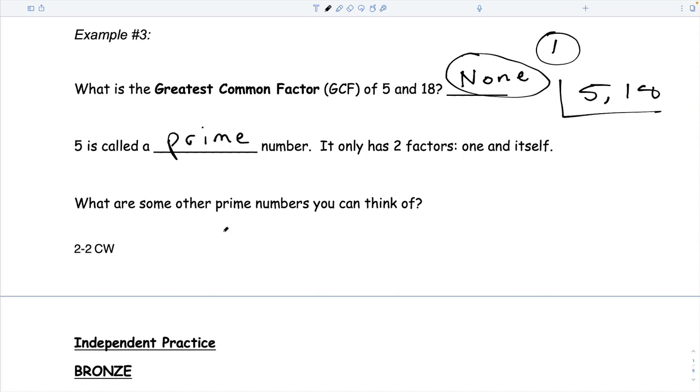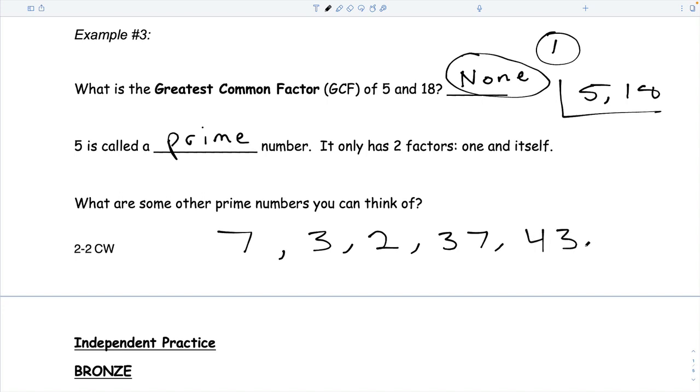7. Sure. 1 times 7 is 7. No other number would work to get to 7. 3. Sure. Keep going. How about 2? 2 can't be divided by anything except for itself and 1. 37. That's a big one, and that can't be divided by anything other than itself. 43. Yeah, that's a big one.